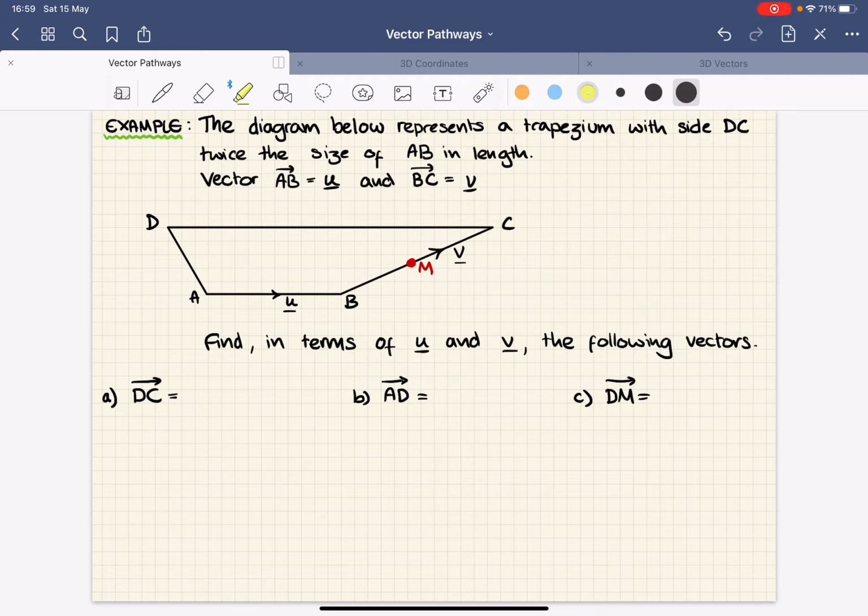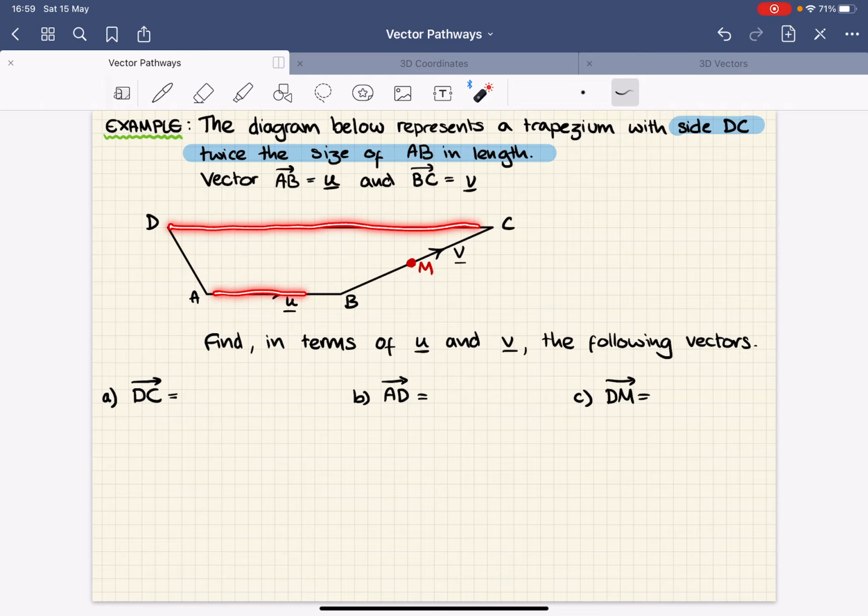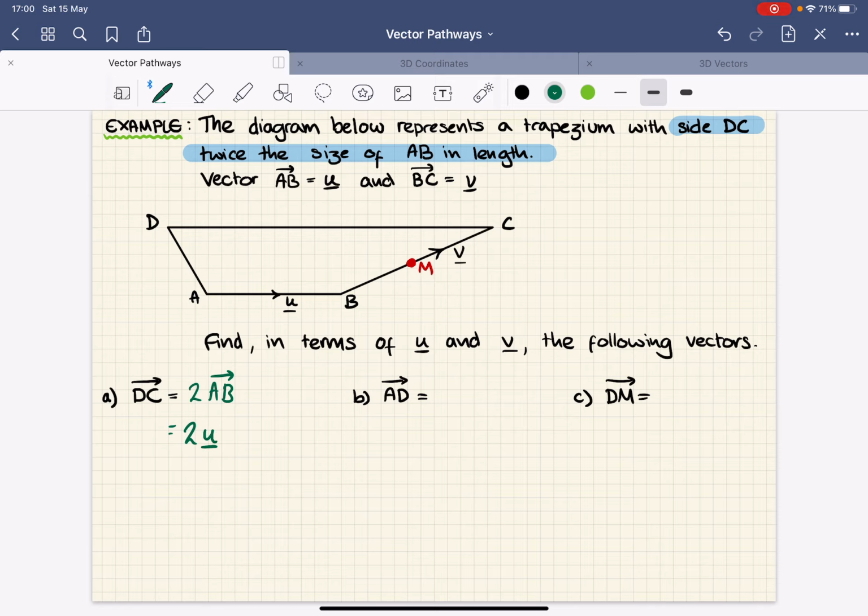Now this is the key bit of information that I've been told here, and that is side DC is twice the size of AB in length. Now, because it's a trapezium, that means these two lines are parallel, but they don't have to be the same length. However, think about it this way. I know that D to C is twice the amount of AB, so I can apply that to my vector as well. So I know the vector DC is twice the vector A to B. So that means it's just going to be 2u there. So vector D to C, that's going to be 2u.